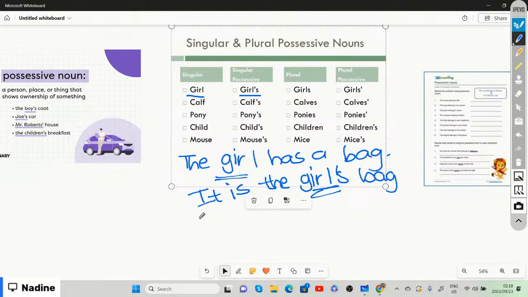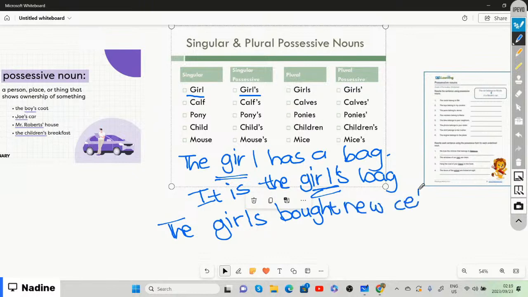All right. We can then say the same with the girls. Now we say the girls. We are going to make it in the form of plural also. The girls bought new cell phones. So the girls refers to more than one, who bought new cell phones.